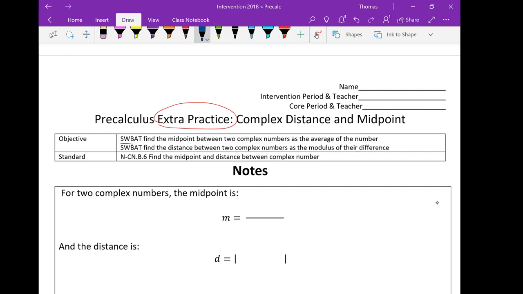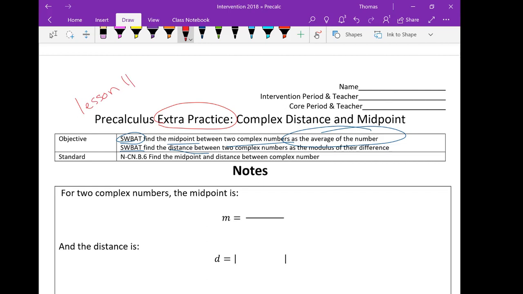So for our objective for today, students will be able to find the midpoint between two complex numbers, and we'll have a way we interpret that as the average. And we'll also be able to find the distance between two complex numbers. And this went along with lesson 11 in our core class.